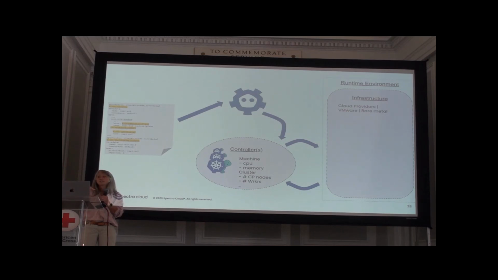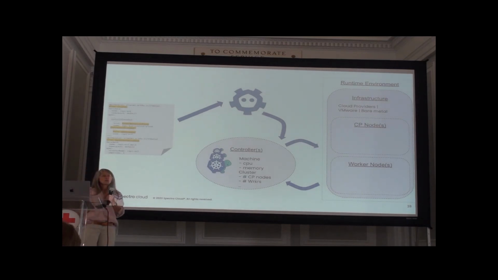Now, in this particular slide, I want you to recognize that on the far right-hand side in the runtime environments box, it doesn't say Kubernetes, because I don't have Kubernetes yet. I'm trying to create Kubernetes. So what I have on the right-hand side is I just have infrastructure. I have my cloud, or I have my VMware, or I have my bare metal. And now I want to bootstrap that with a Kubernetes cluster. I have a controller. That controller knows how to do things like create nodes, create control plane nodes, create worker nodes. And that's exactly what it does, is it creates these control plane nodes and creates worker nodes.